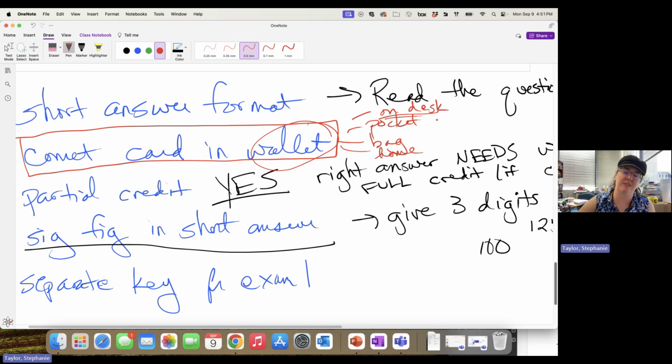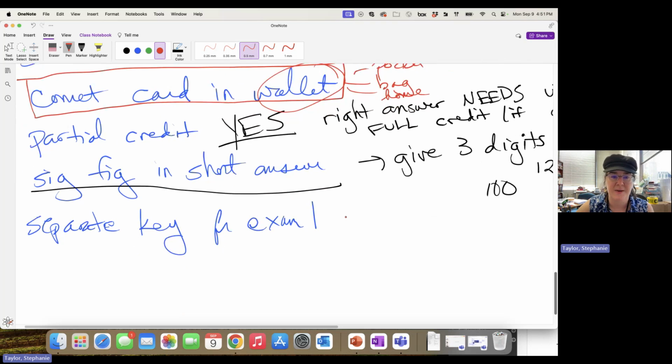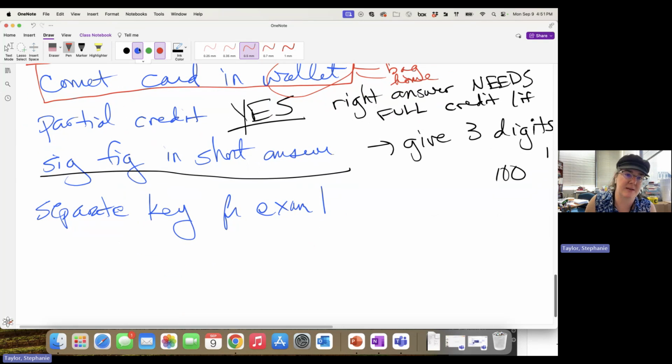So that's the things that we're checking for. So wallet on the desk works just fine. Is there a separate key for exam 1? I never get around to this. I always mean to, and I don't manage it.